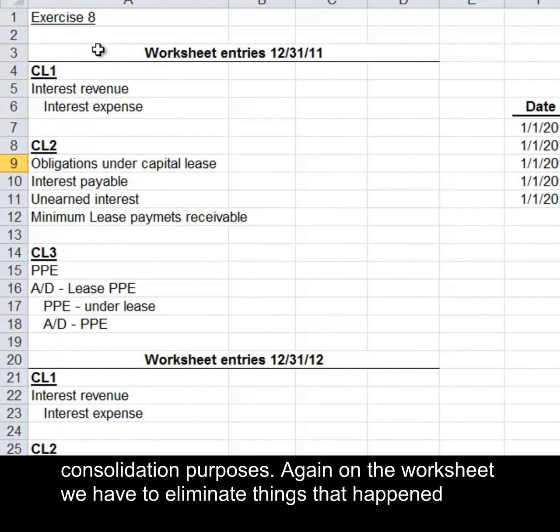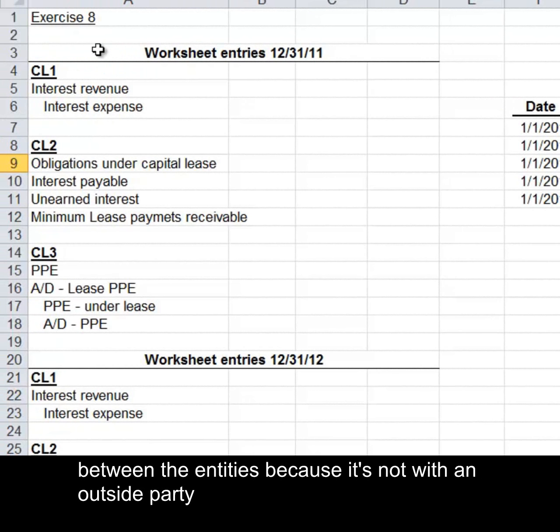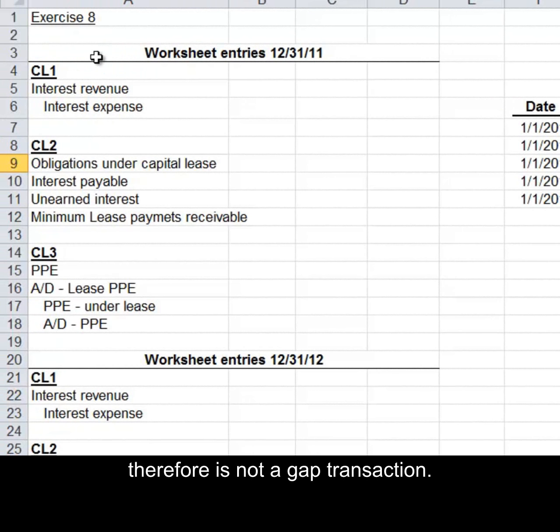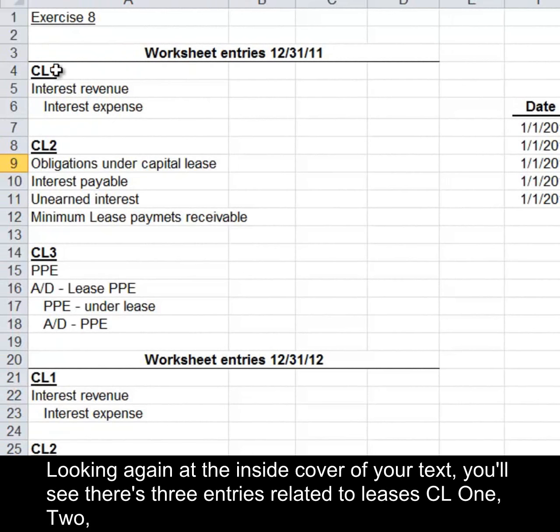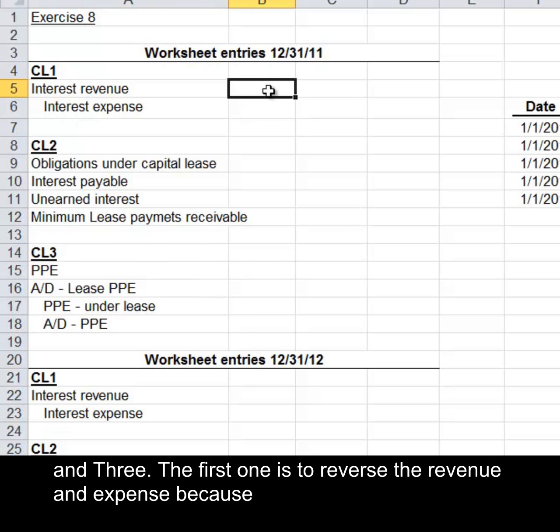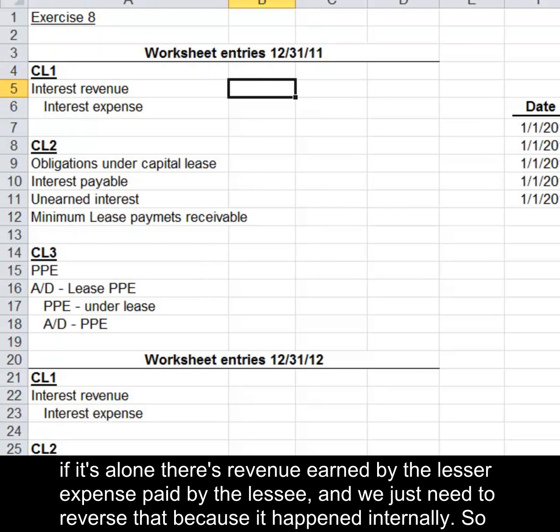Again, on the worksheet we have to eliminate things that happen between the entities because it's not with an outside party, and therefore it's not a gap transaction. Looking again at the inside cover of your text, you'll see there's 3 entries related to leases, CL1, 2, and 3. The first one is to reverse the revenue and expense, because if it's a loan, there's revenue earned by the lessor, expense paid by the lessee, and we just need to reverse that because it happened internally.